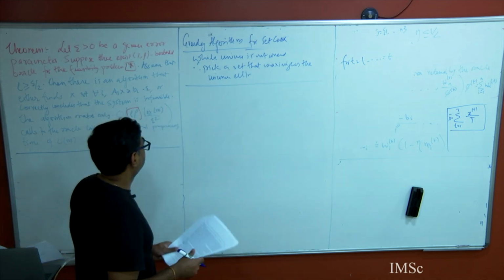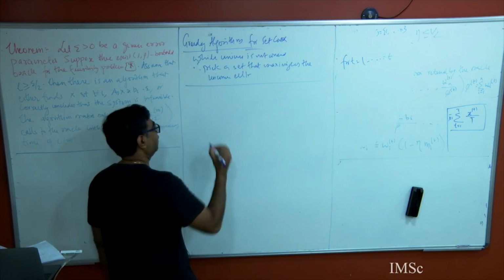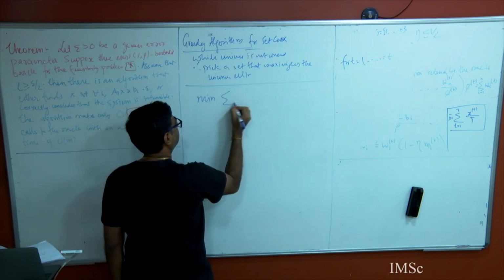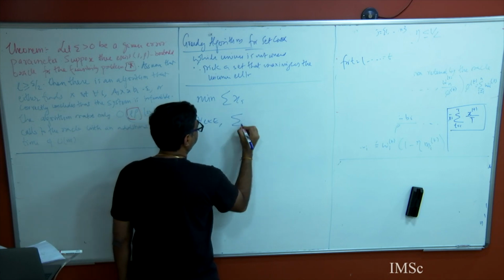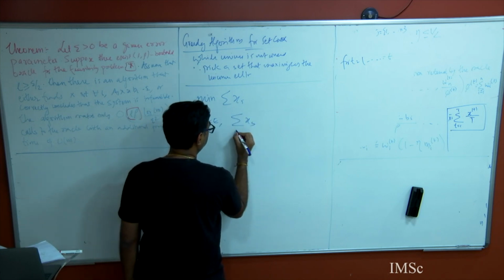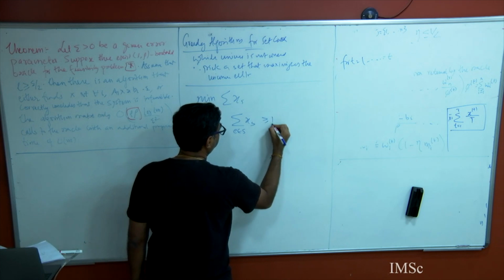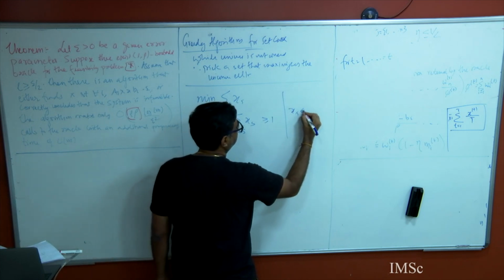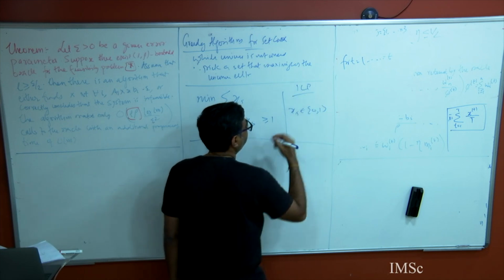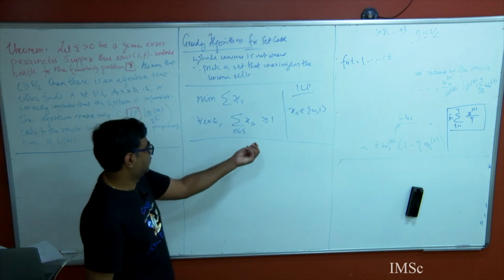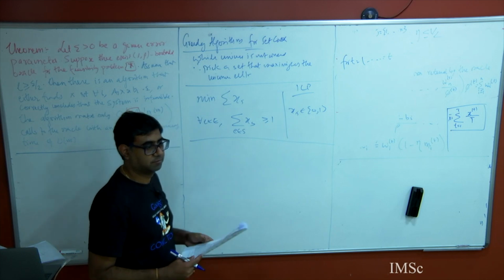Okay. So now if I write an LP, how do I write the LP? Minimize the sum of x_S, such that for all e in E, the sum of x_S over S containing e is greater than or equal to 1, and x_S is an element of {0, 1}. Right? This is what I want, to give a feasible solution, like I want to pick some sets.